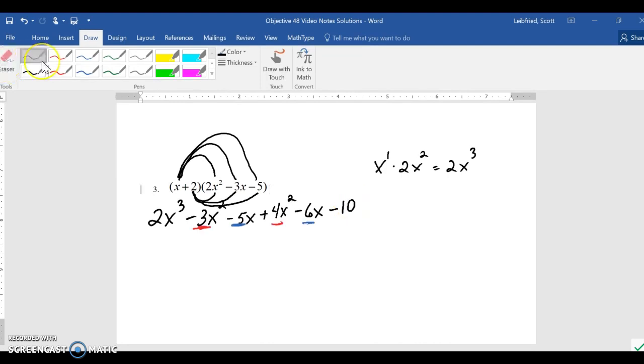Now what we have to do is look to combine like terms. 2x cubed is going to be by itself. If we look at what I underlined in red, negative 3x squared and 4x squared are like terms. So negative 3 plus 4 is positive 1x squared. Negative 5x and negative 6x are like terms. So we take negative 5 minus 6 is negative 11x. And then you'll notice that minus 10 is by itself. It's not like with anything else. So we finish it off. And that is our final answer.